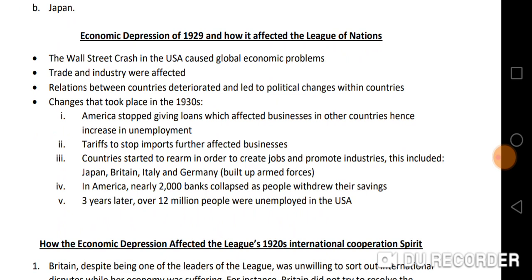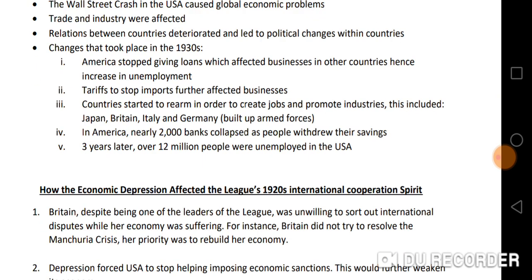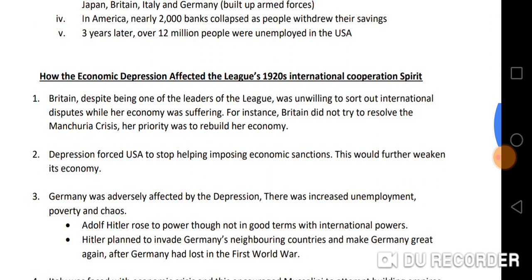And then we look at number 3, countries started to rearm in order to create jobs and promote industries. And some of the countries that rearmed were Japan, Britain, Italy, and Germany. Then number 4, you'll notice that in America, nearly 2,000 banks collapsed as people withdrew their savings. And 5, 3 years later, over 12 million people were unemployed in the USA.